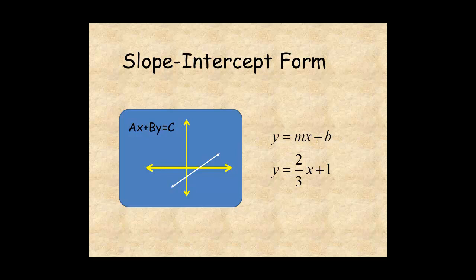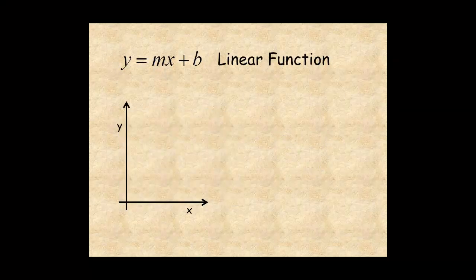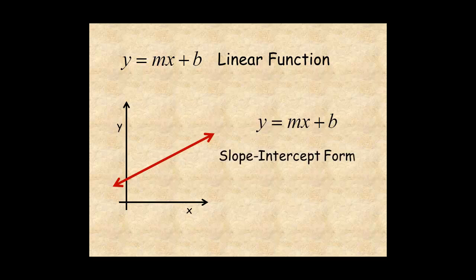This lesson helps you understand the slope-intercept form of a linear function and shows how to use this form to draw a graph of the function. In a previous lesson, you learned that an equation of the form y equals mx plus b is a linear function, and the graph of a linear function is a line. In this form, the equation is called the slope-intercept form of a linear function.